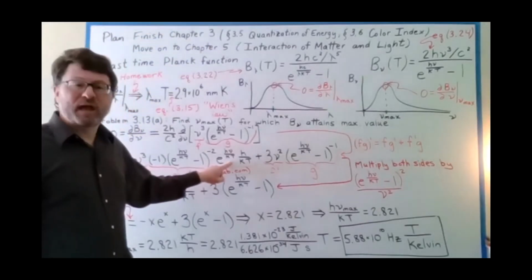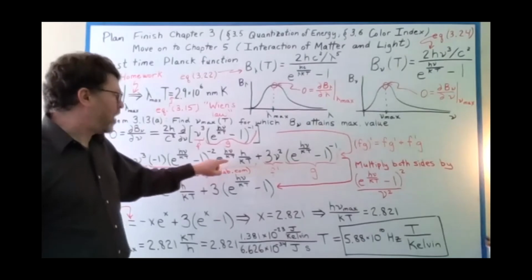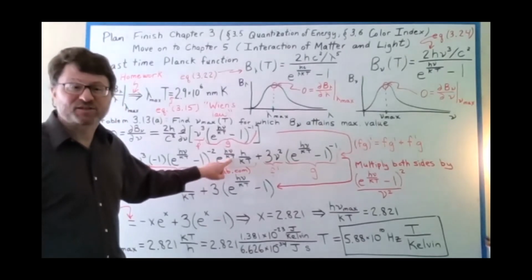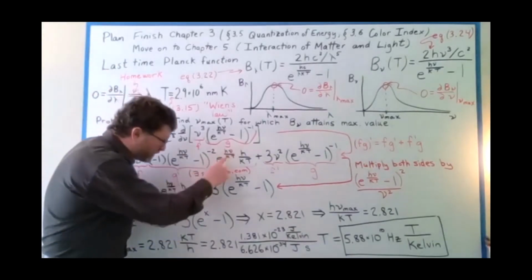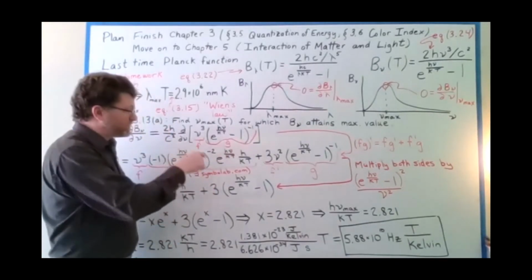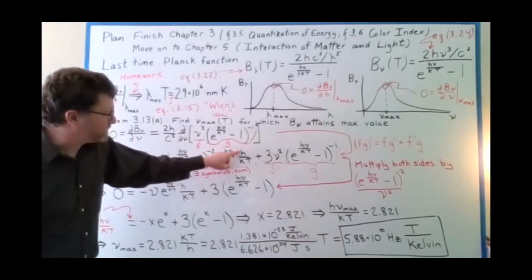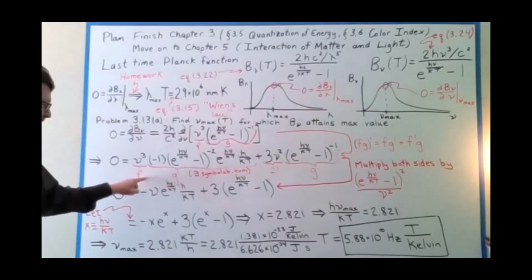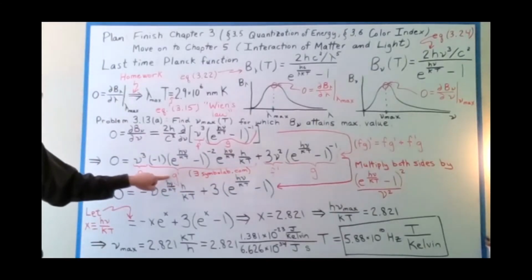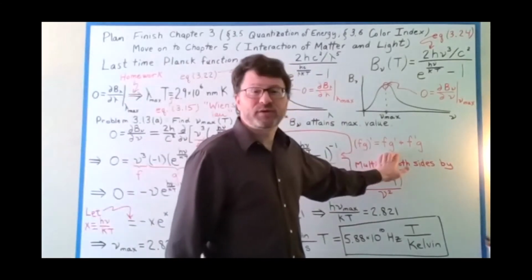You have to then differentiate by the argument of the exponent, because we weren't differentiating with respect to h nu over kT. We're differentiating just with respect to nu. And so the derivative with respect to nu of h nu over kT gives us this h over kT. So we've done the first f times the derivative of the second g. We've done half of the product rule of differentiation.